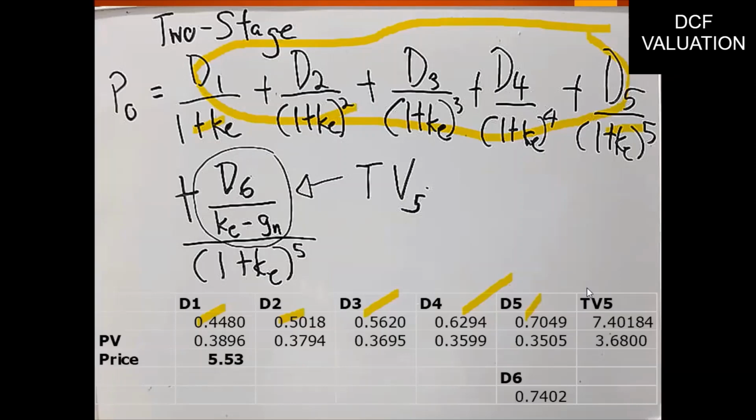How then do we represent the terminal or second stage, the constant growth stage? First, we have to estimate dividends for year 6. So how do we estimate dividends for year 6? Dividends for year 6 is dividends for year 5 times 1.05, the constant growth formula. So that represents dividends for year 6.